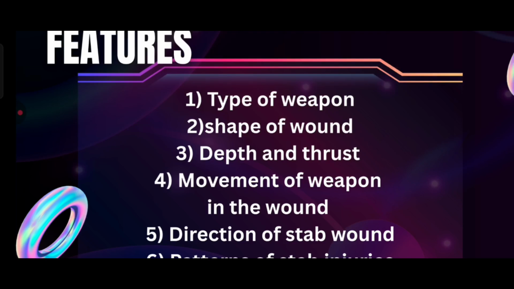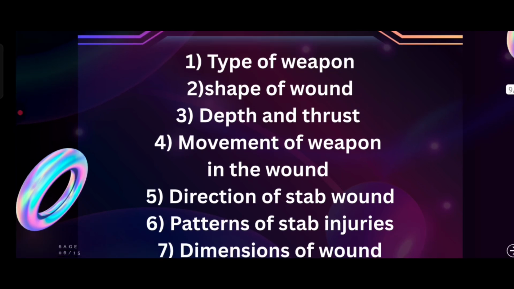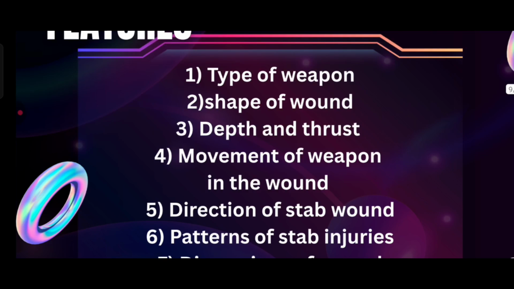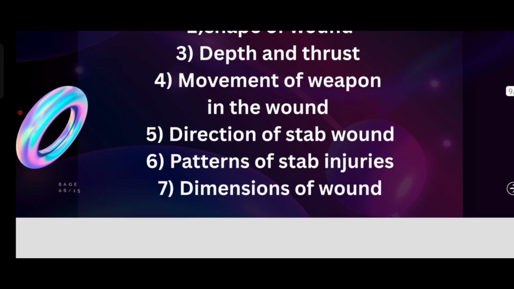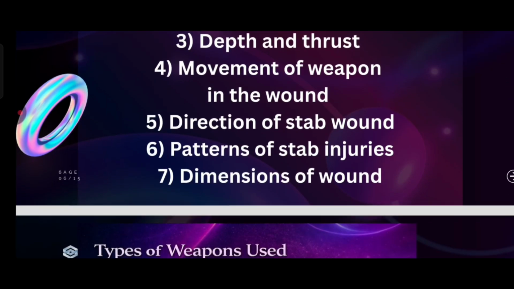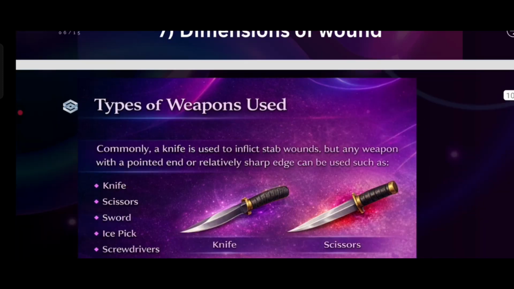Features. First one is type of weapon, second shape of wound, third depth and thrust, fourth, movement of weapon in the wound. Fifth, direction of stab wound. Sixth, patterns of stab injuries. And seventh, dimension of wound.